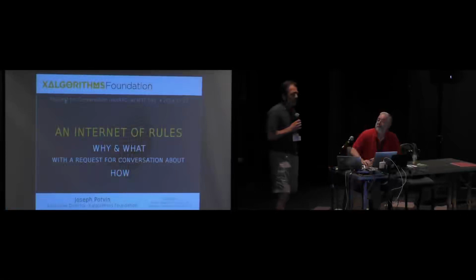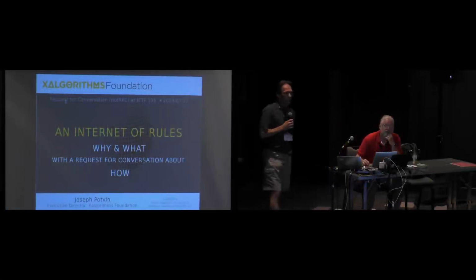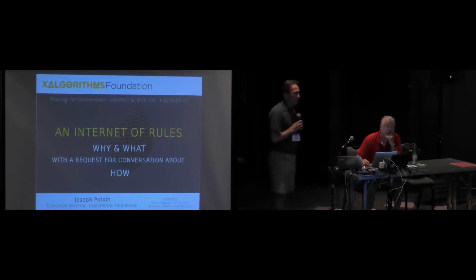Great. My name is Joseph Potvin. I'm Executive Director for Excel Algorithms Foundation. Some colleagues and I have initiated a project called An Internet of Rules. I'll say right away, if you think it's a terrible name and that we should not be calling what we're doing that, please let us know.